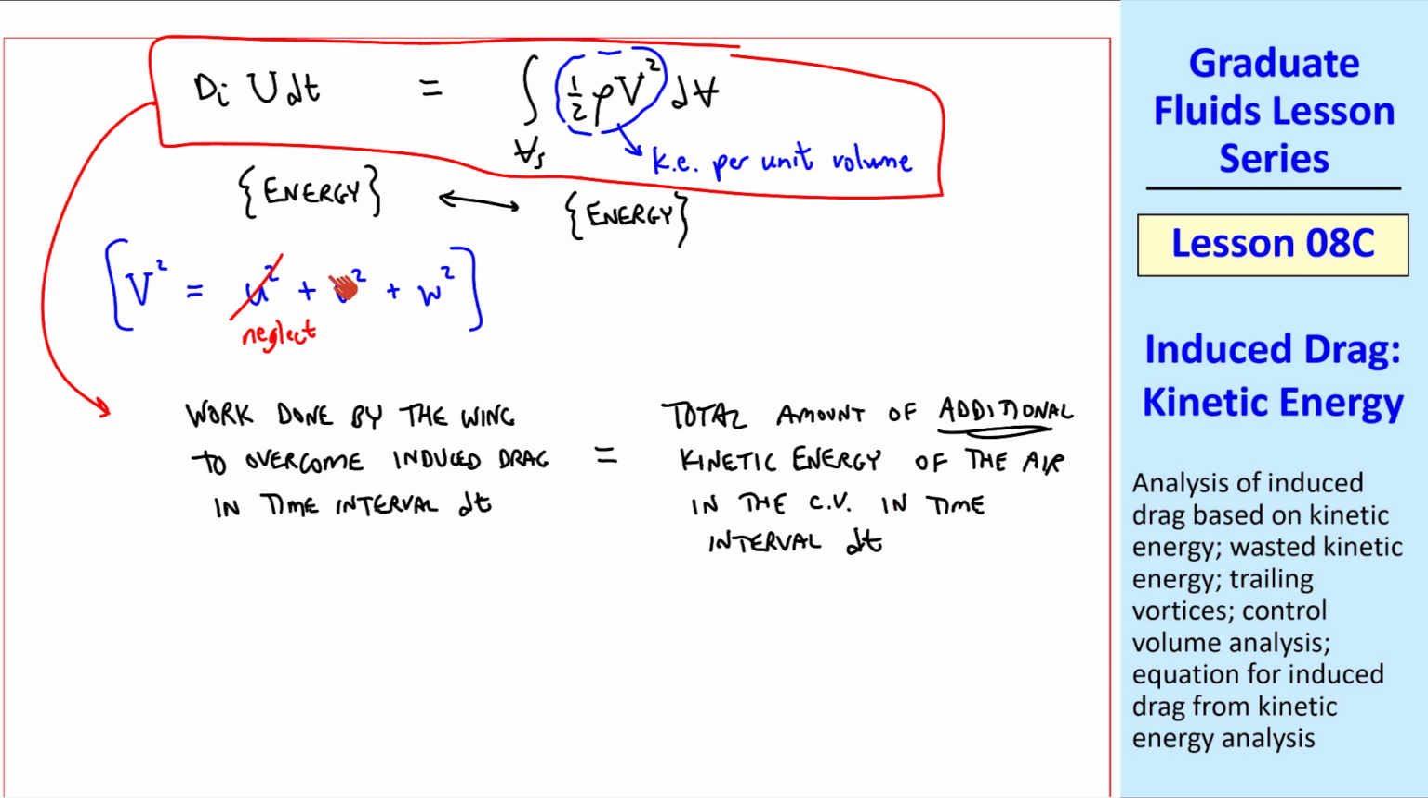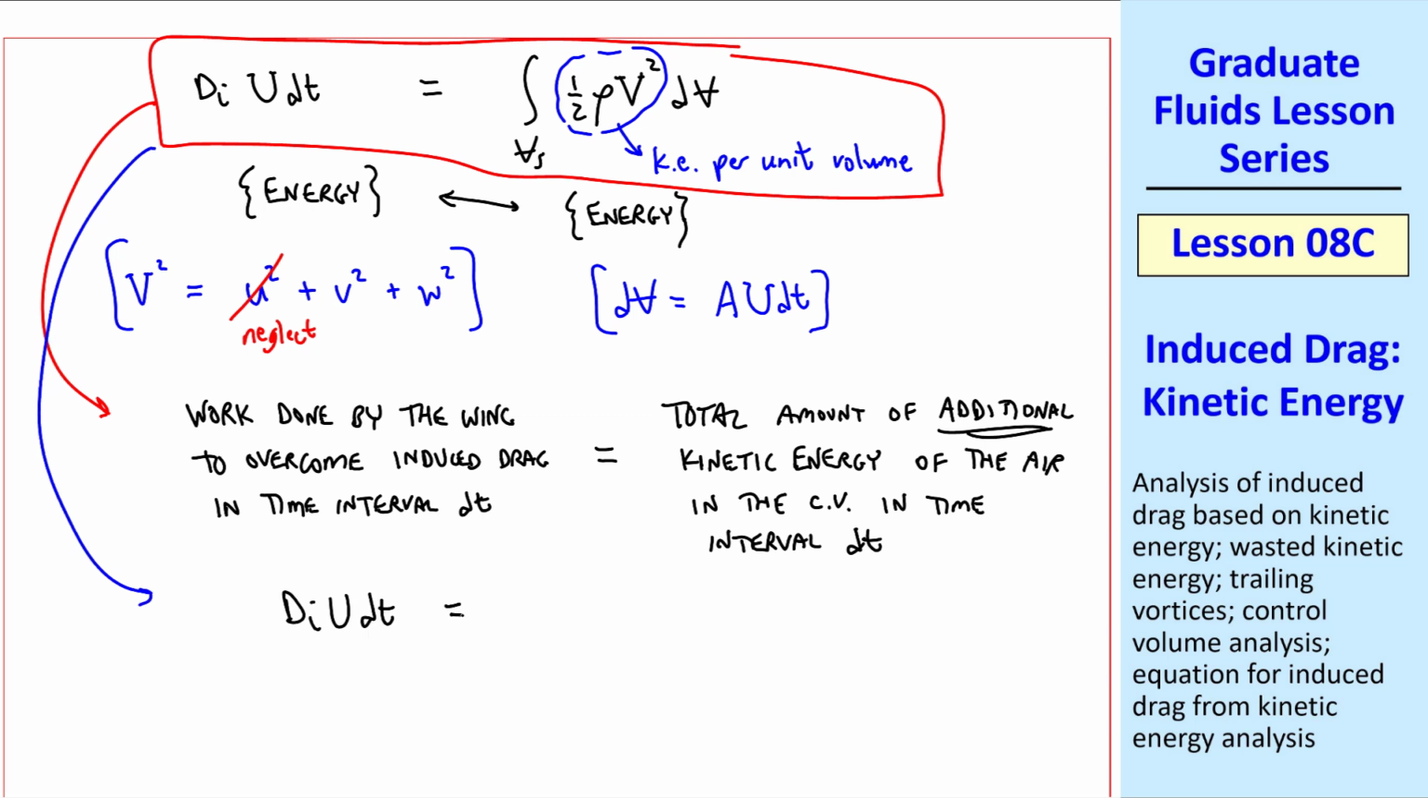So setting v squared to little v squared plus w squared, and knowing that dV is A times u dt, this equation becomes Di u dt equals 1/2 rho. Since we have incompressible flow, we can take rho outside the integral, and we'll split the volume integral into the integral over area A of v squared plus w squared dA times u dt.